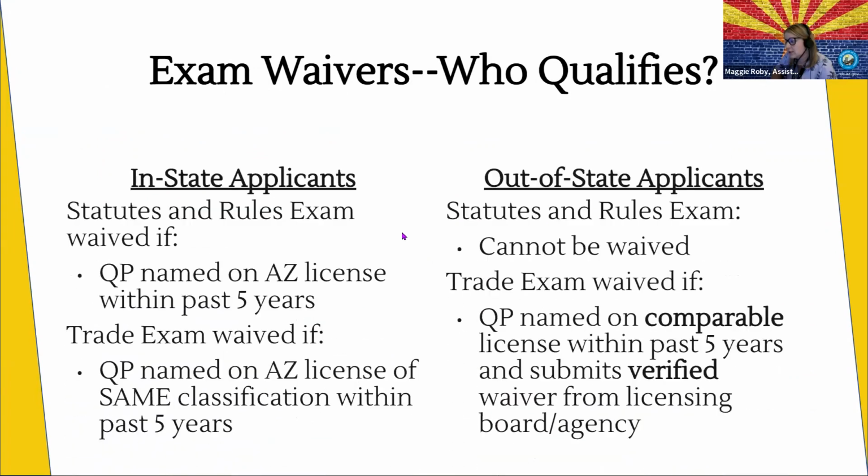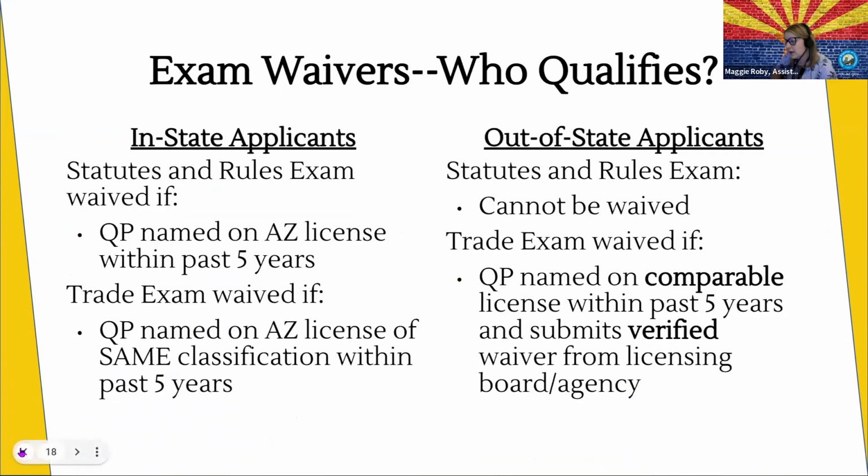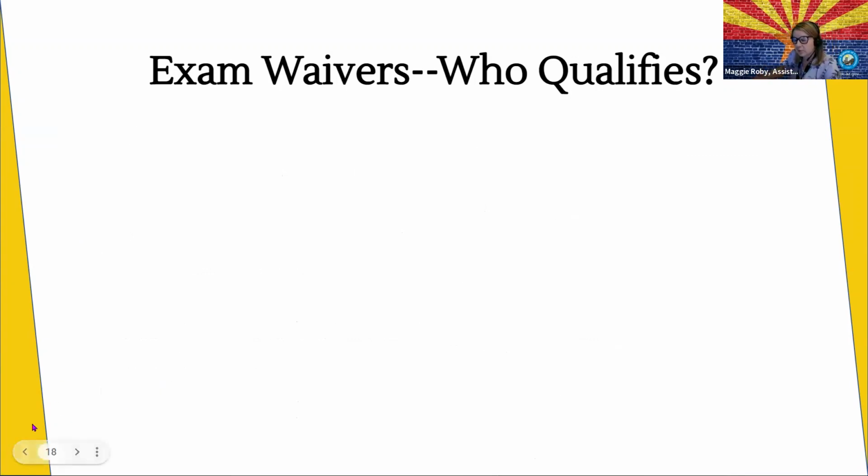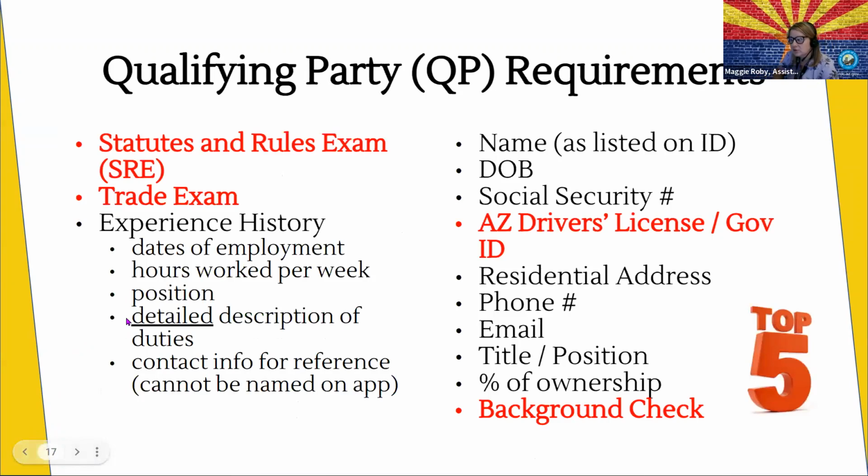Qualifying party is in part 2 of the application. If they are an owner, so if the person is a qualifying party and holds ownership or is going to be listed in another capacity on the license, they would also need to be listed on part 3.